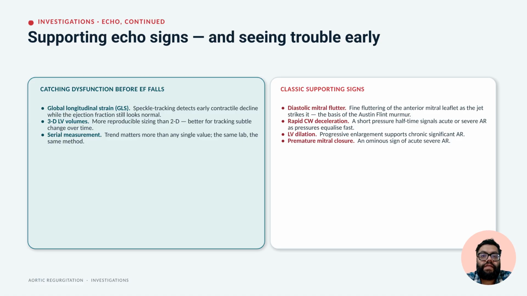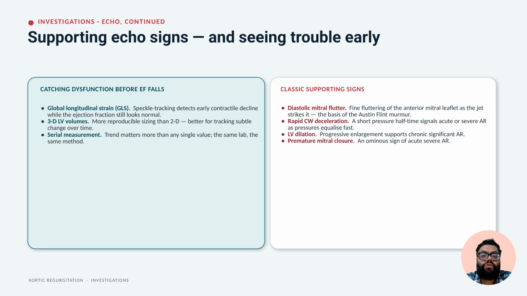Beyond grading the leak, the echo offers two more gifts. The teal box is the modern, high-yield one, global longitudinal strain. Using speckle tracking strain imaging can reveal that the ventricle's contractility is already slipping while the ejection fraction still reads reassuringly normal. It is an early warning system for the silent decompensation we keep returning to, and it is increasingly used to time surgery. Pair it with three-dimensional volumes, which size the ventricle more reproducibly than two-dimensional measurements, and you can track subtle change reliably over the years.